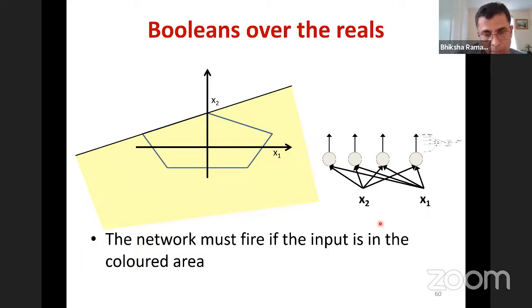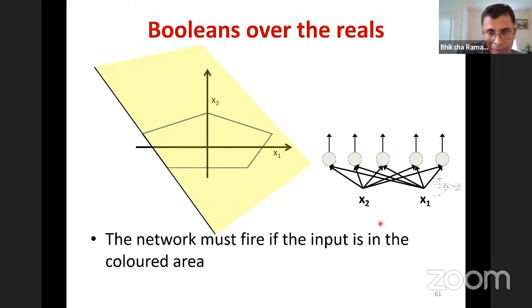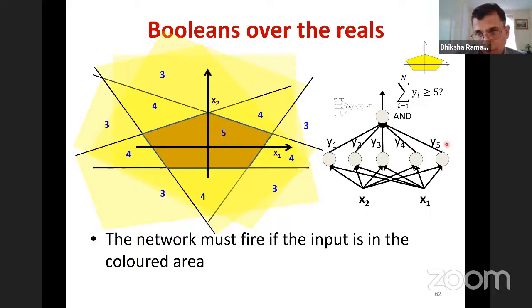And so I will have one perceptron for each of these 5 edges. Now observe the manner in which I compose the perceptrons is such that all 5 of them have an output of 1 inside the pentagon. But outside the pentagon, at least one of the perceptrons is going to produce an output of 0. And so if I just sum up the outputs of all of the perceptrons, the sum is going to be 5 only inside this pentagonal region, and it's going to be less than 5 outside.